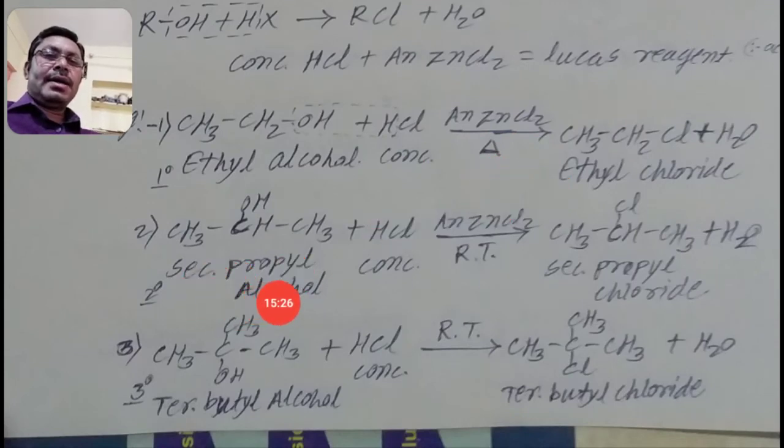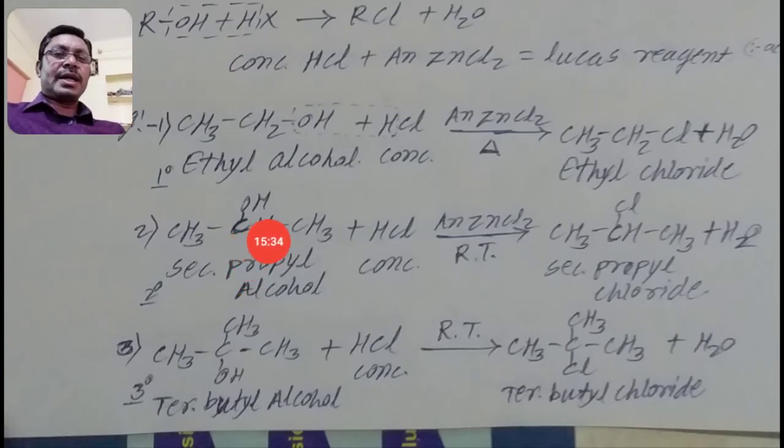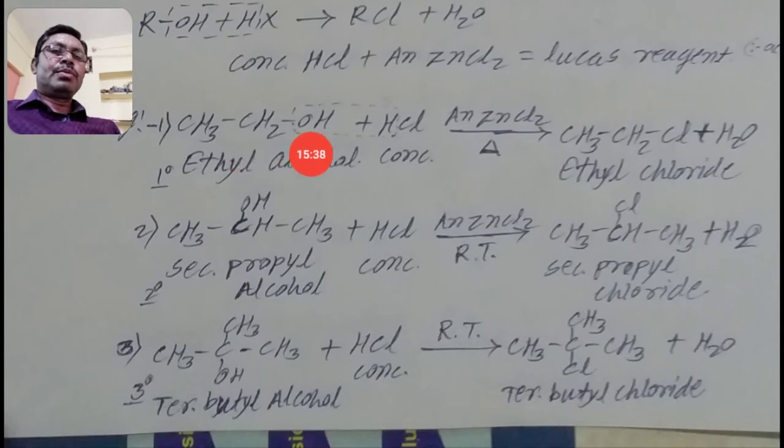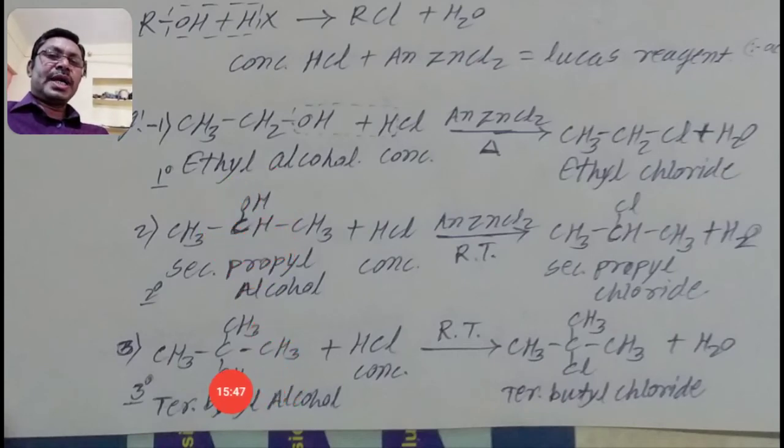In secondary alcohols, the OH group is attached to a secondary carbon atom. We already know about primary, secondary, tertiary. If the OH group is attached to a CH2 group, it is primary. If an OH group is attached to a CH, it is considered a secondary alcohol. If an OH group is attached to a C, then it is a tertiary alcohol.